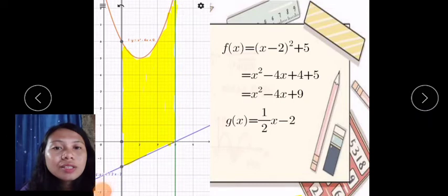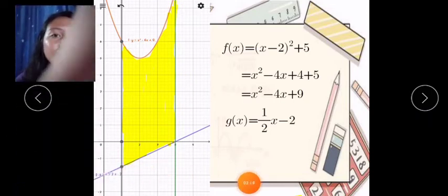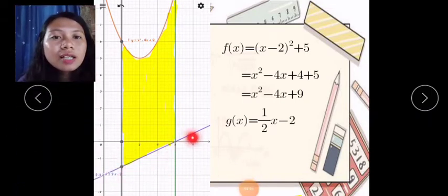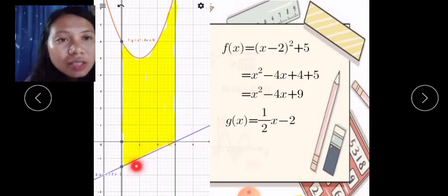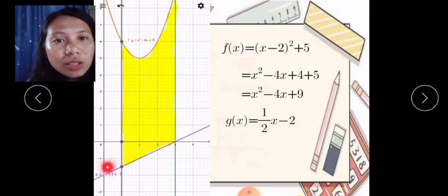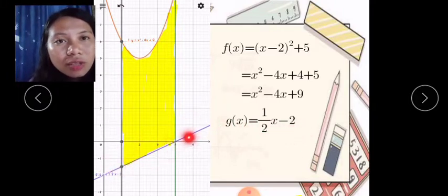So this is the graph. This is the g(x), which is 1/2 x - 2. So in the graph, this is the g(x) and this is the f(x).